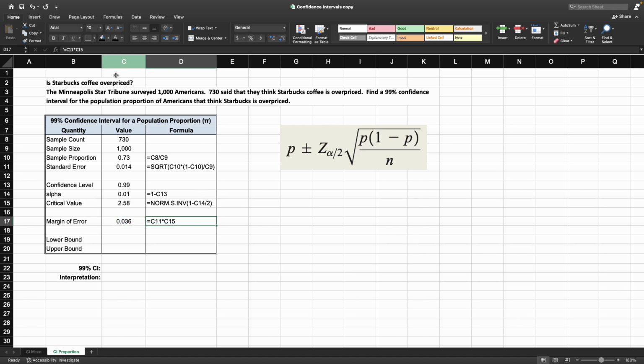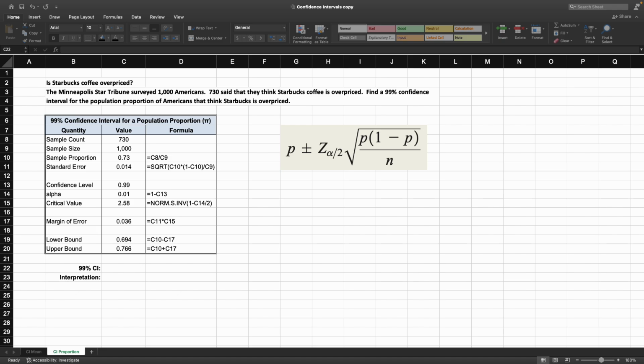Equals 0.036. Now we can calculate our upper and lower bounds. That's just the proportion minus the margin of error, and then the proportion plus the margin of error. Let's go ahead and do that. This is equals proportion minus margin of error, enter. And then equals proportion plus margin of error, enter. And this is good. We got the same values as we did when we did this by hand.